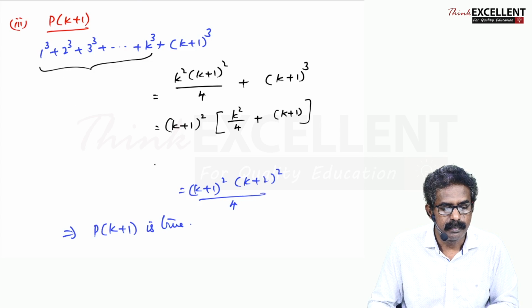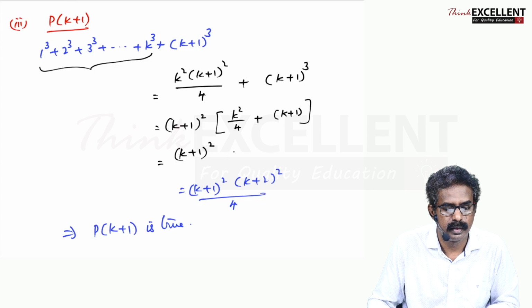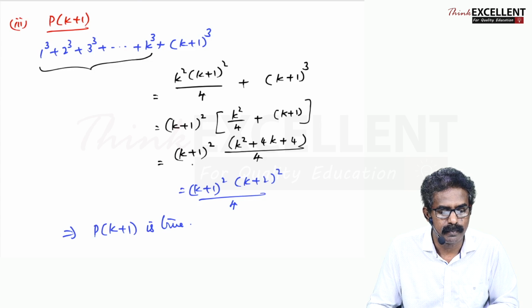Now we take LCM. K plus 1 square. Take 4 as LCM. So what you are getting? K square. By this 4 you multiply. 4 into k, 4k, plus 4 into 1 is 4. You got the answer now. By 4 is there. Yes, you got it. K plus 1 square. Yes. So are they same, these two? Either you factorize that or you expand and see.